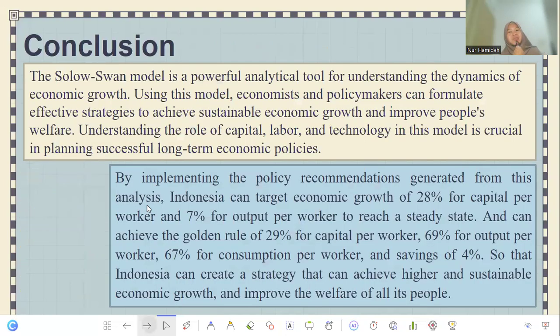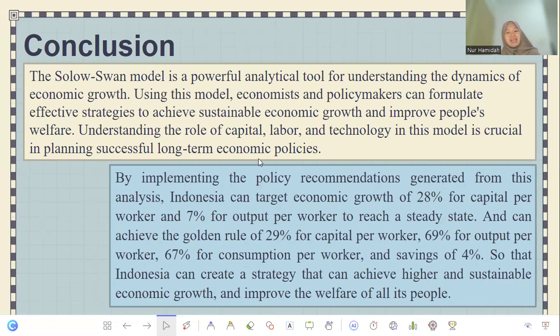So the last part of my presentation is the conclusion. The Solow-Swan model is a powerful analytical tool for understanding the dynamics of economic growth. Using this model, economists and policymakers can formulate effective strategies to achieve sustainable economic growth and improve people's welfare. Understanding the role of capital, labor and technology in this model is crucial in planning successful long-term economic policies.